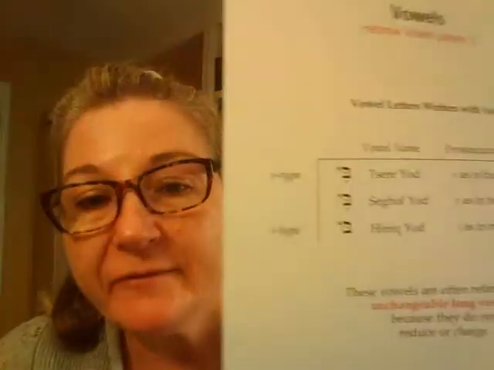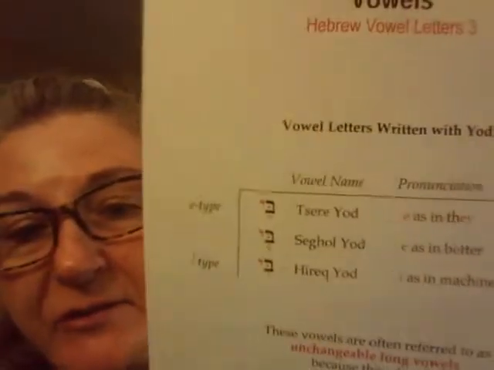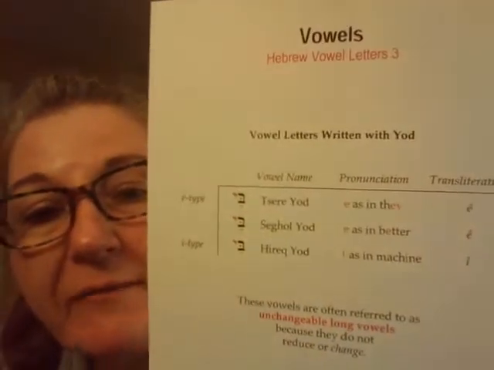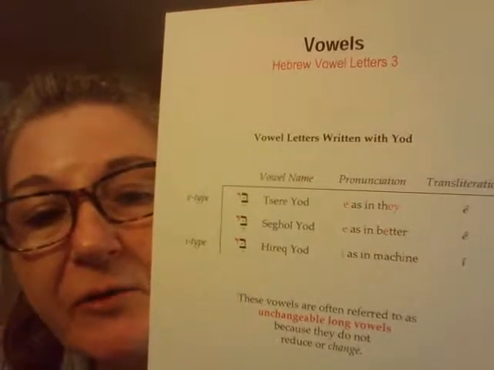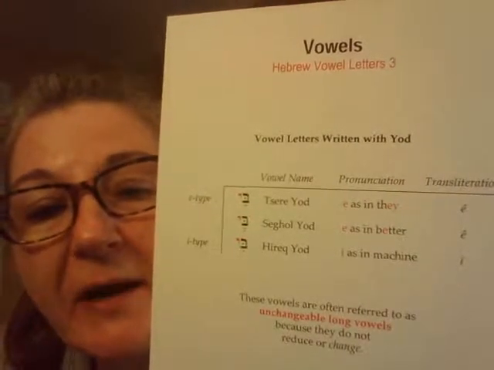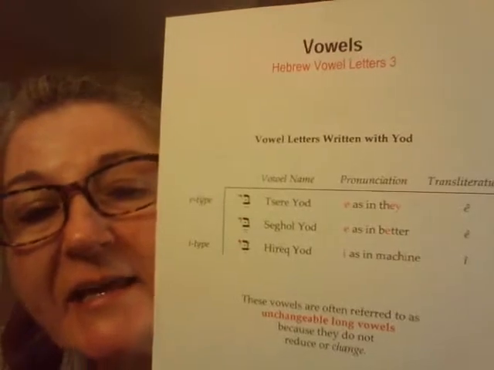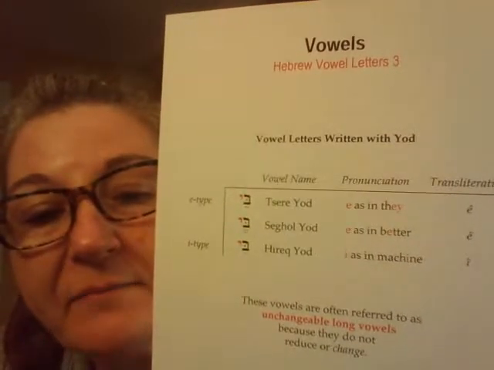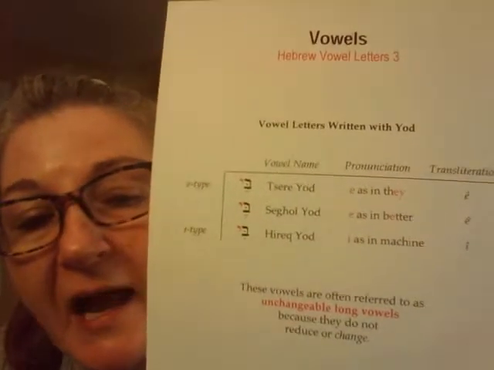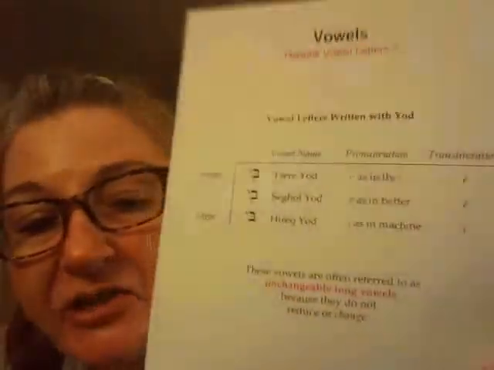You also have vowel letters written with a yod. You have the saray yod, the sagol yod, and the hirik yod. The saray yod is E as in they, the sagol yod is E as in better, and the hirik yod is I as in machine. These vowels are often referred to as unchangeable long vowels because they do not reduce or change.